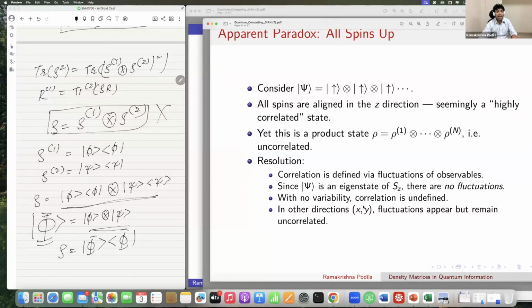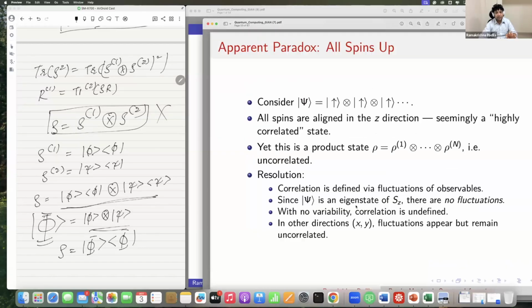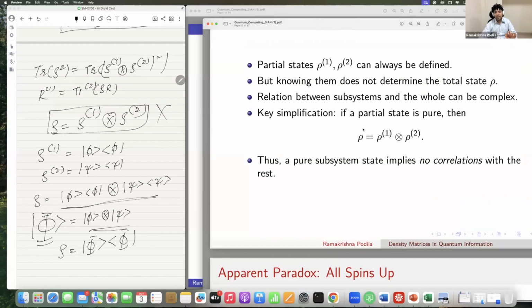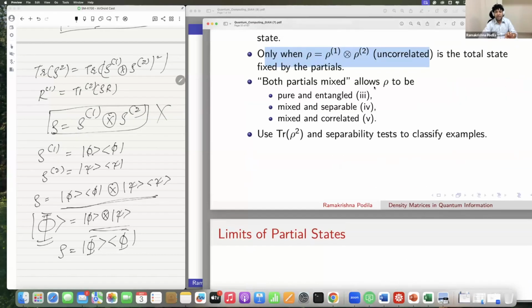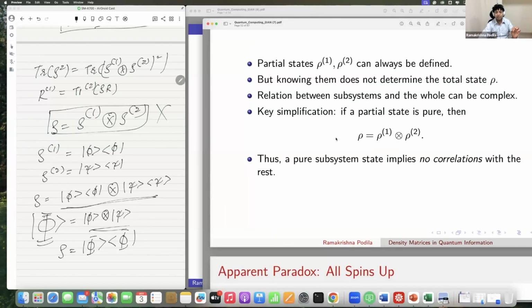So going back to whether a state is correlated or not, the basic thing to think about is if you can express the state as rho 1 product rho 2, it is uncorrelated. If you cannot express it like this, then it is correlated. That's the drive home message. And if it is correlated, that means there is entanglement. Am I making sense? Any questions?